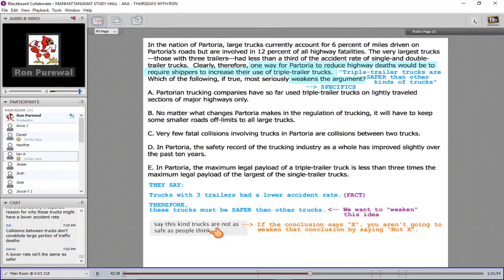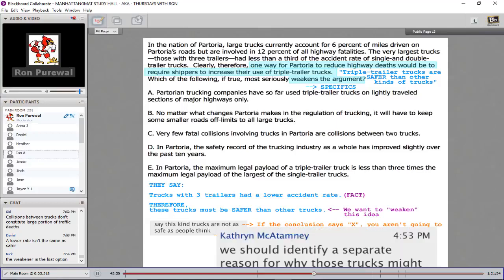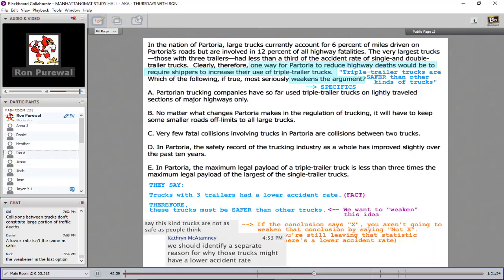They're not going to just contradict it. They're going to give you a reason that undermines it, but you're going to have to see what the connection is. The other problem with this is that here you're still leaving that statistic unexplained. You still have a statistic that says there's a lower accident rate for three trailer trucks. So what you need to do is what Catherine says, which is you have to explain the statistic in a way that doesn't have to do with triple trailer trucks being safer.